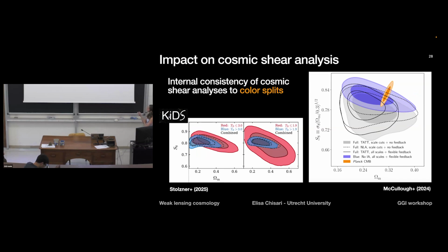And same thing for DES. This is, let's see, the dashed one is the DES full data with the NLA model, scale cuts and no feedback. So that's basically their fiducial. And then if you just use the blue galaxies and assume they have no alignment, then of course you get tighter constraints, but it's still consistent with what you had before.